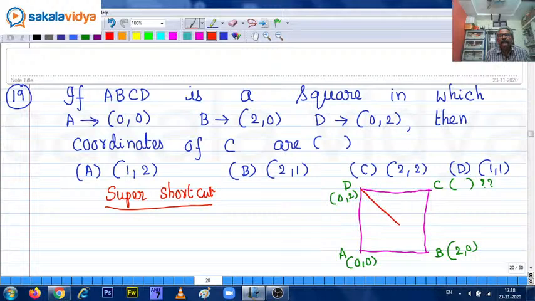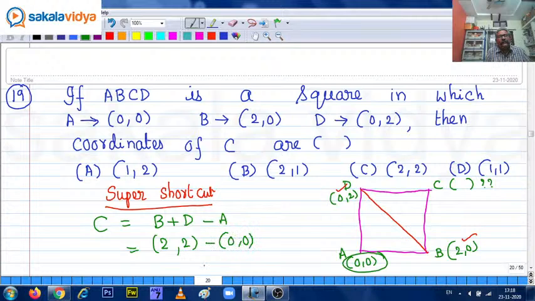Just join BD. Super shortcut: C is equal to, take the help of B and D, add B plus D and subtract A. B plus D is 2 plus 0, 2, comma 0 plus 2, 2, that is 2, 2. Subtract the origin, 2 minus 0, 2, 2 minus 0, 2. So 2, 2 is the answer. So C is the option. Very simple manner we can do it.